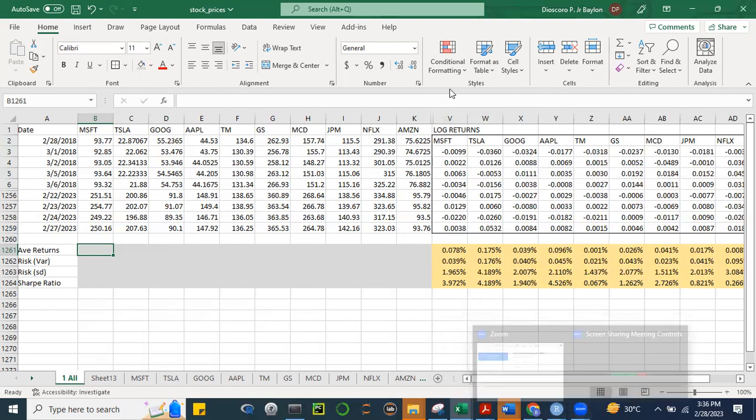Okay, so let me pause share. All right, sige class. Try to come up with a formula so that hindi na natin kailangan tong log returns dito, yung computation na to. Makukompute natin dito. Sige, go please.